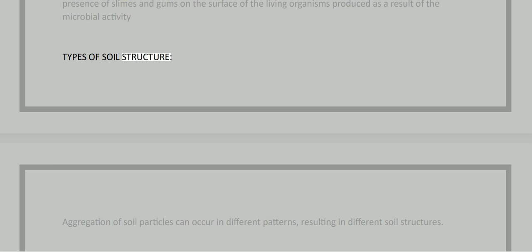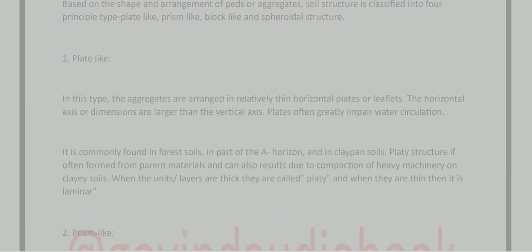Types of soil structure. Aggregation of soil particles can occur in different patterns, resulting in different soil structures. Based on the shape and arrangement of peds or aggregates, soil structure is classified into four principal types: plate-like, prism-like, block-like and spheroidal structure. 1. Plate-like. In this type, the aggregates are arranged in relatively thin horizontal plates or leaflets. The horizontal axis or dimensions are larger than the vertical axis. Plates often greatly impair water circulation.